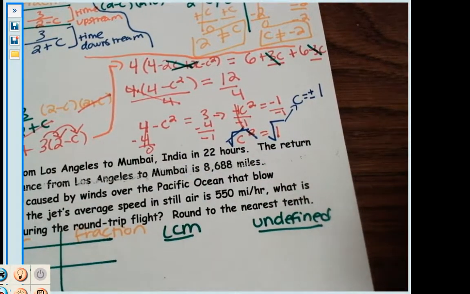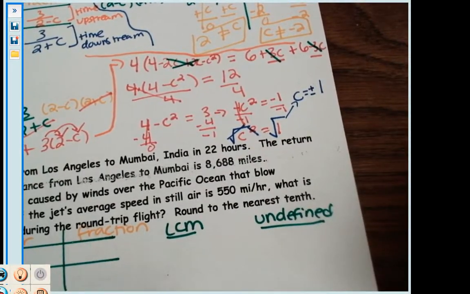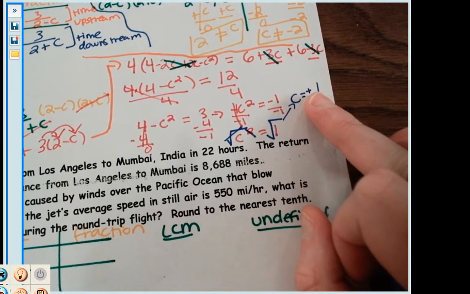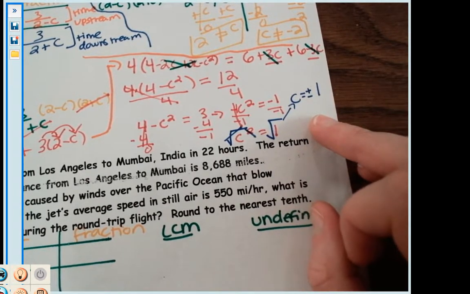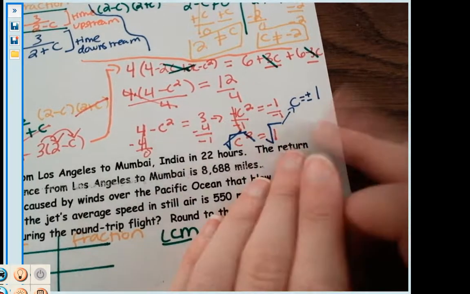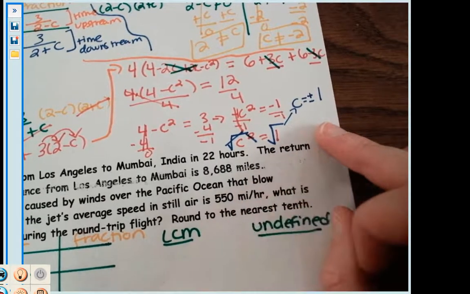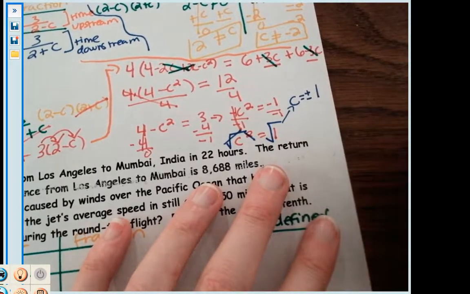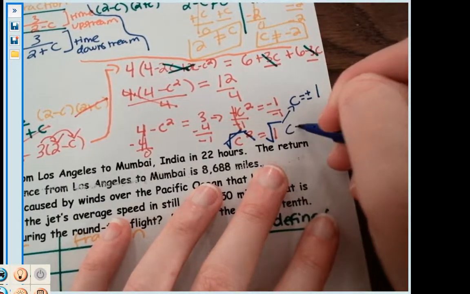But let's think about this and if this even makes sense. This is saying the rate of my current is a positive 1 or negative 1. One of these answers does not make sense. The negative 1 doesn't make sense. You can't really have a negative rate, you guys. So technically, the only one that makes sense is my positive 1. So my current is traveling at 1.